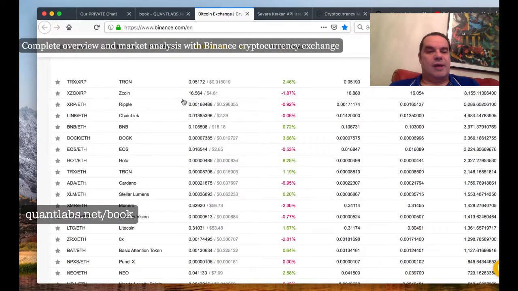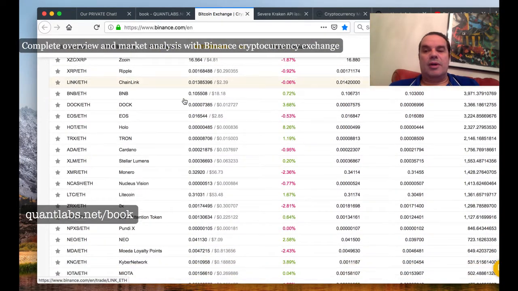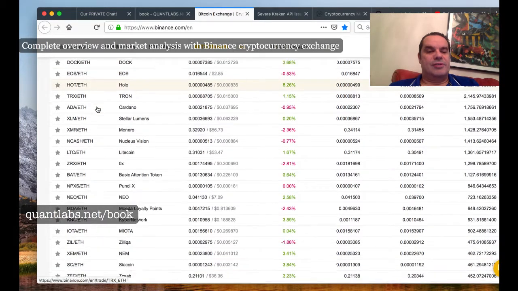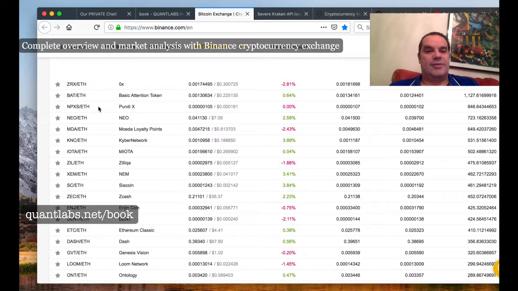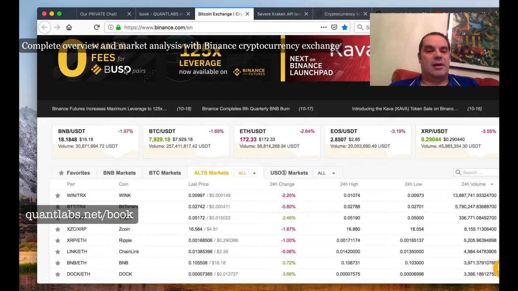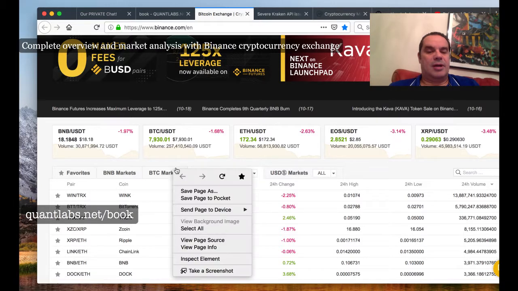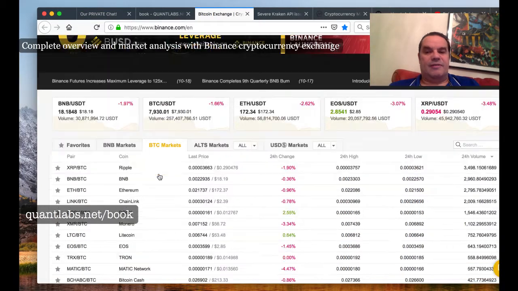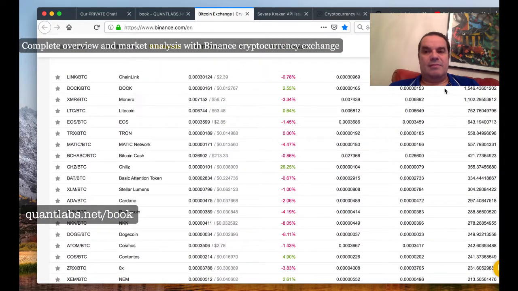What I want to highlight here, which is very, very important, is the Ethereum market. There's a reason for that, and I'm going to talk about it in a minute. And then, of course, you have the Bitcoin market as well, and you can see the volumes here. They're fairly big: Link against Bitcoin, Doc against Bitcoin, and Monero against Bitcoin.